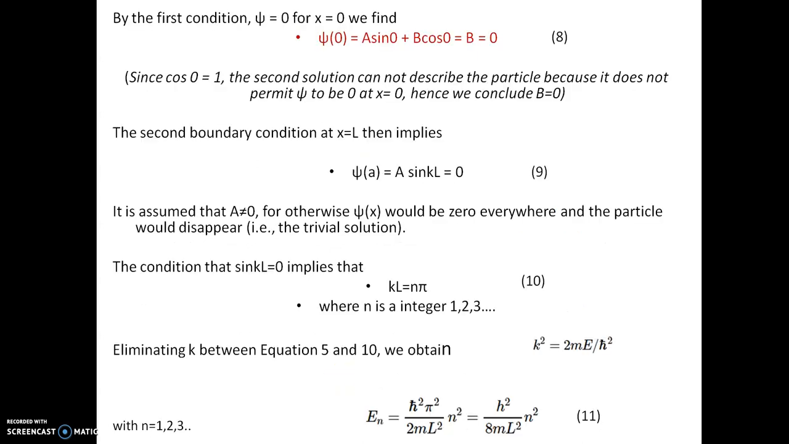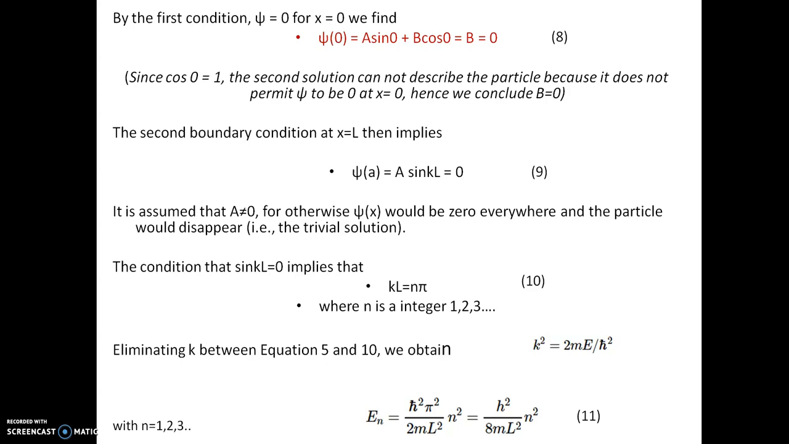Now we will take the first boundary condition where psi will be equal to 0 at x equal to 0. This is the first boundary. So there are two boundaries, x equal to 0 and x equal to L. We will first apply the first boundary condition, x equal to 0, and find what is the wave function.